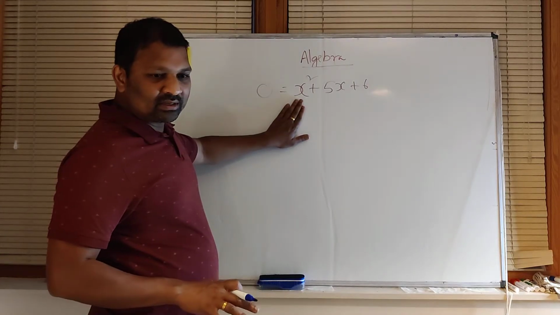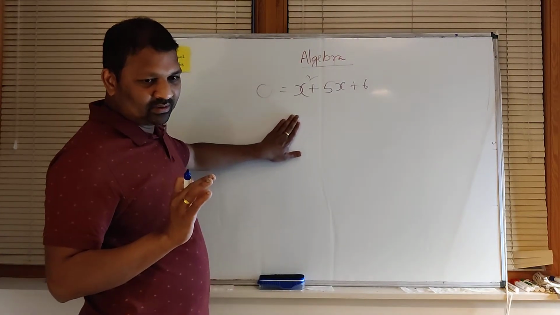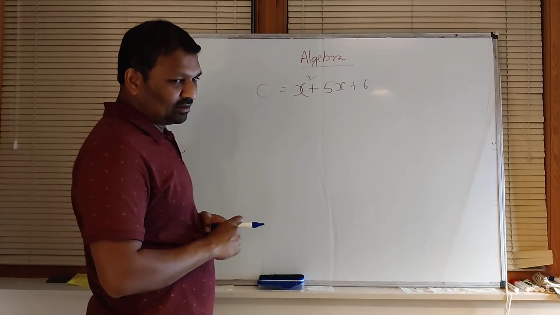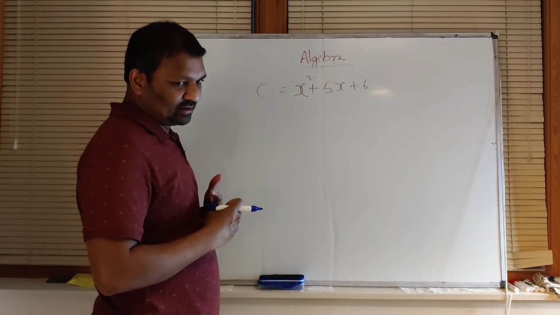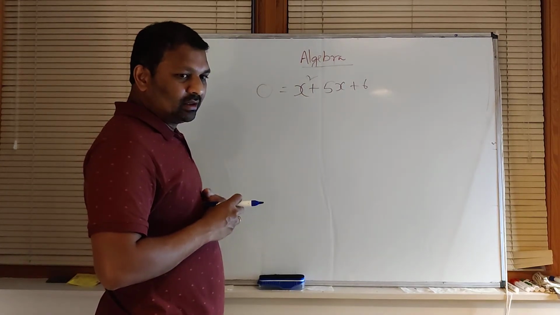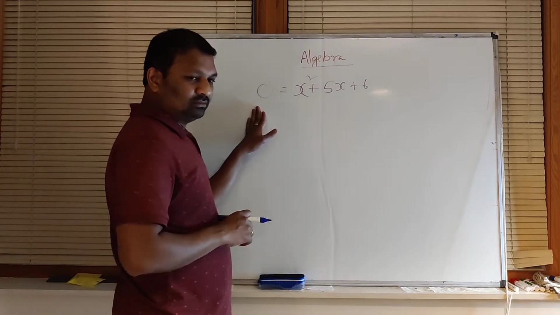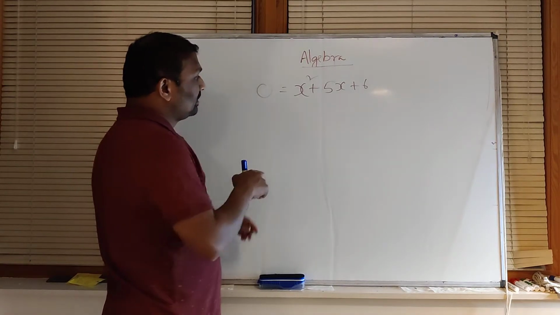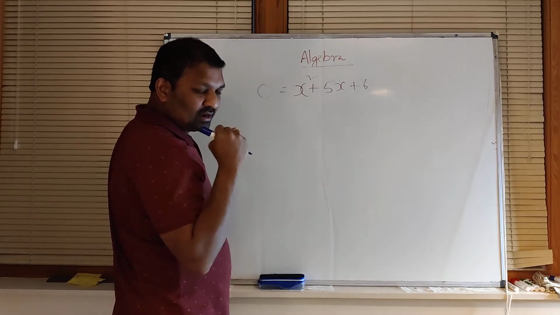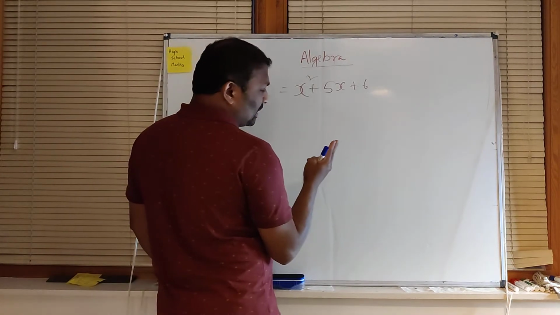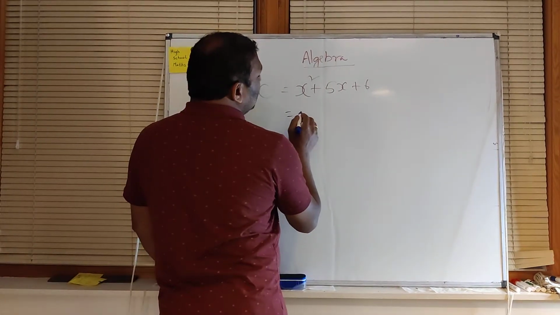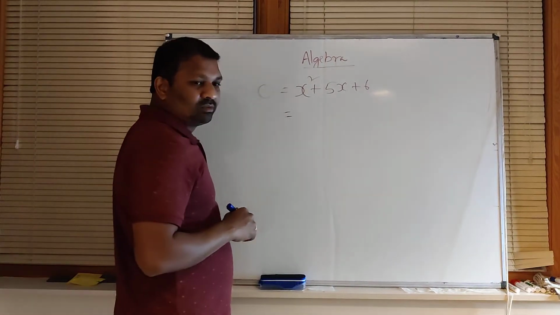What is the maximum power of x? Square. So it will go with both arms up or down, because the maximum power is an even number. If I equate it to 0, I'll get 2 values of x, 2 points. How do we get those 2 values of x?